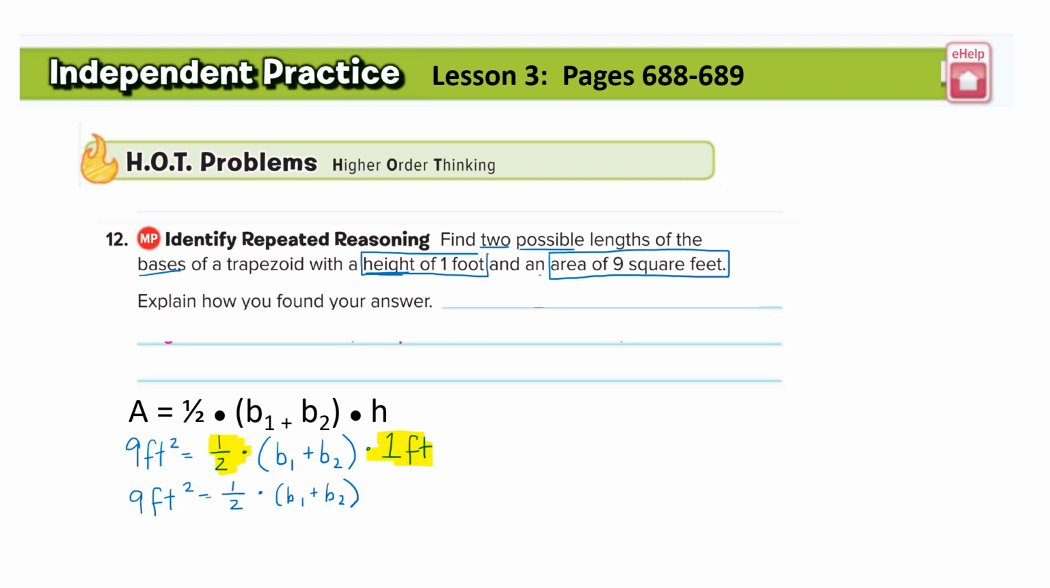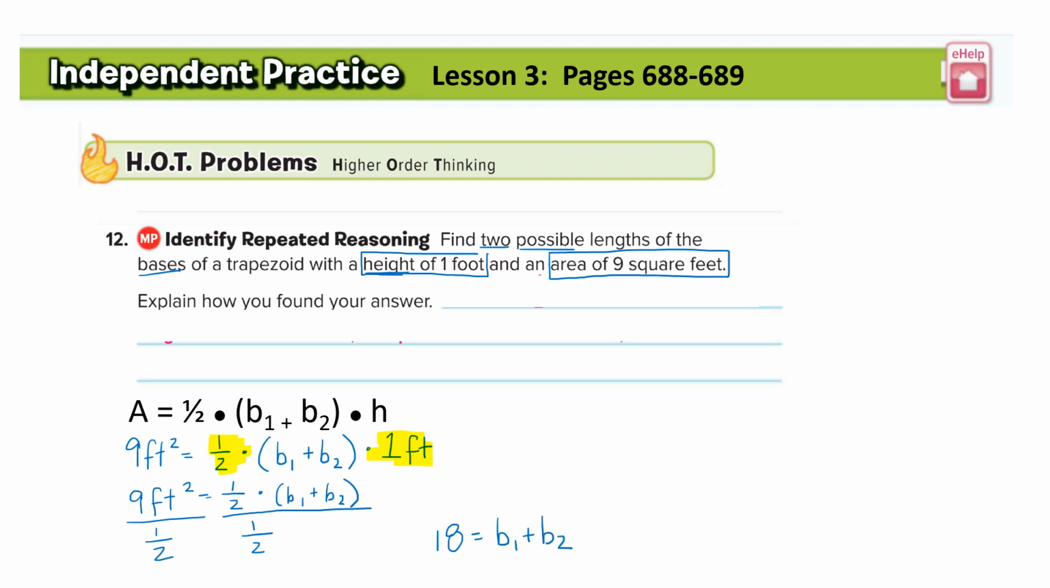All right, now we're going to divide by 1/2 and divide by 1/2. Later on, when you get to algebra, dividing by 1/2 is really multiplying by 2, okay? But you can just do 9 divided by 0.5 in your calculator. Notice that you're not actually dividing by 2, you're dividing by 1/2. So you're going to get 18, all right? So we have 18 equals B1 plus B2.